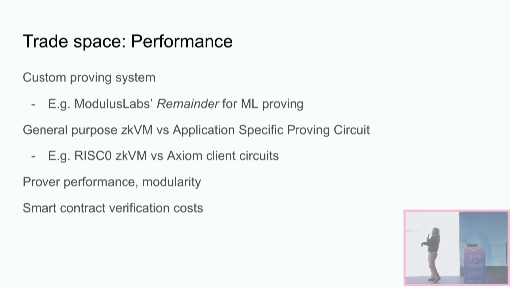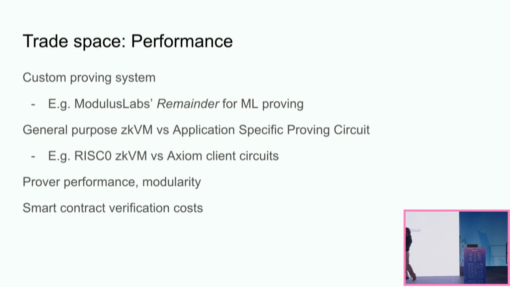All right, so this is just kind of high-level trade space performance, right? Whenever we talk about SNARK proving, performance is always one of the biggest things. How fast can you prove something, especially if you're talking about AI inference, and inference is already expensive? How much more expensive is your SNARK proving going to be on top of that? So these are the different ways that people handle this.